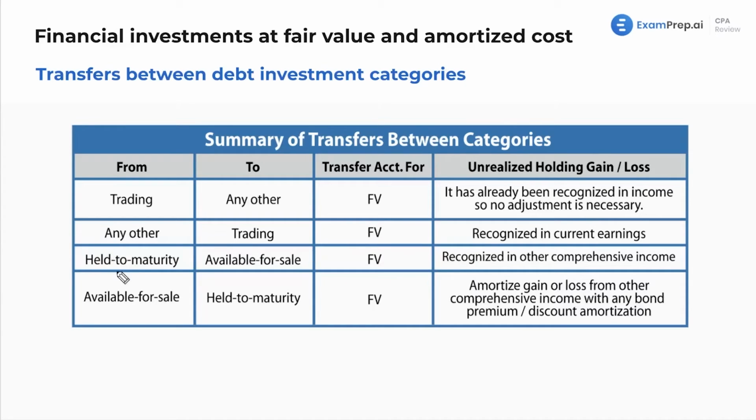And these charts, definitely memorize them. If we go from held to maturity to available for sale, wouldn't you know it? We kind of just saw this, OCI. And if we go from available for sale to held to maturity, we amortize gain or loss from other comprehensive income with any bond premium or discount amortization.